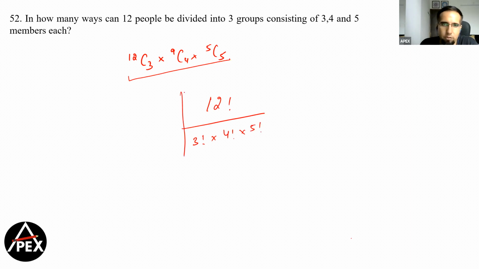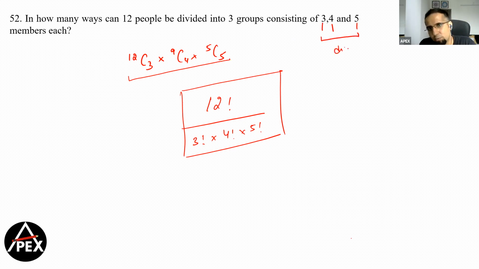Or in short, grouping means if you simplify this, you get 12 factorial by 3 factorial into 4 factorial into 5 factorial. Now, grouping has two things. If the groups are distinct, here I can identify my groups. There's a group of 3 people, there's a group of 4 people, there's a group of 5 people. So these are my distinct groups. Okay.